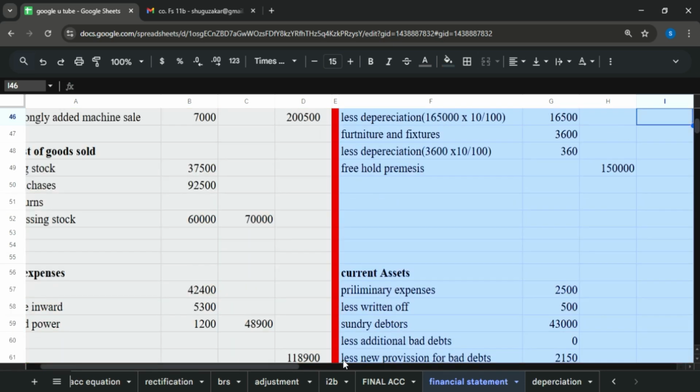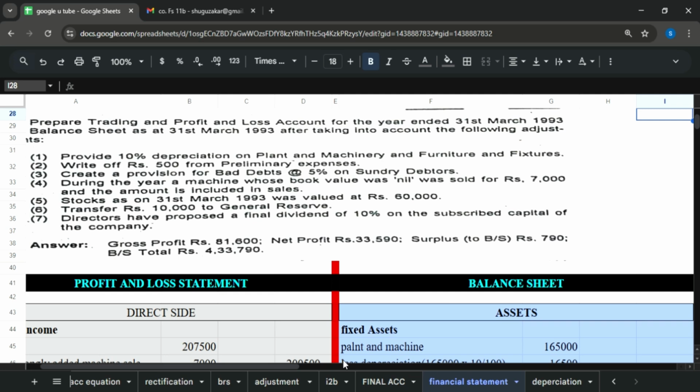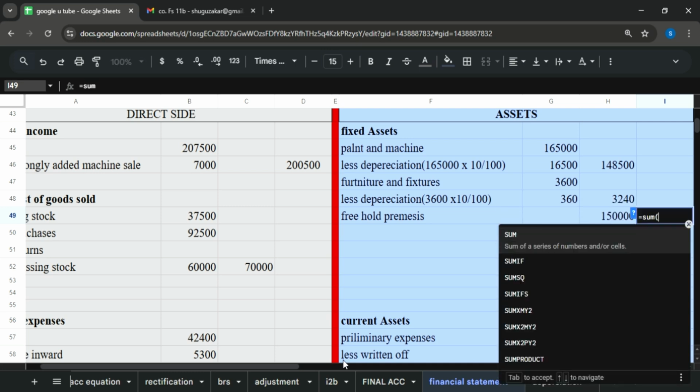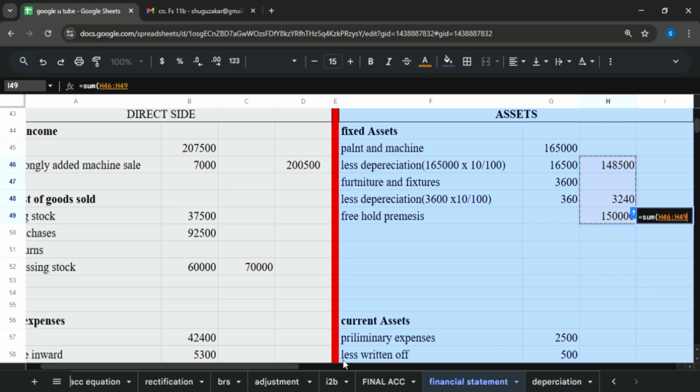Our liability side is okay, gross profit okay, net profit okay, surplus okay. Now the last step is to see our asset side, and here step by step we will complete them. First we will see plant and machinery, the amount of which is 165, less its depreciation. Then fixtures, less depreciation. Freehold premises has no depreciation, it means we can take the sum of these three fixed assets to get the total. Fixed asset side is completed.